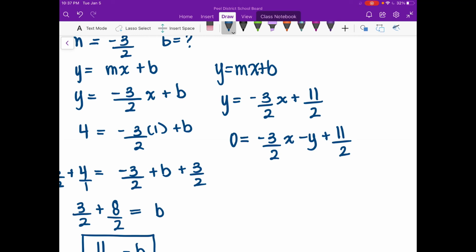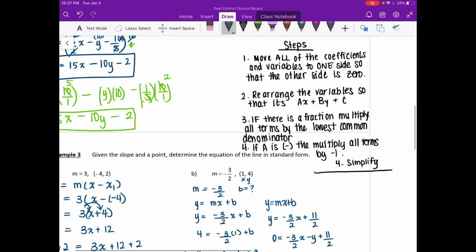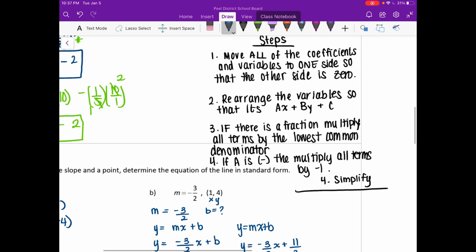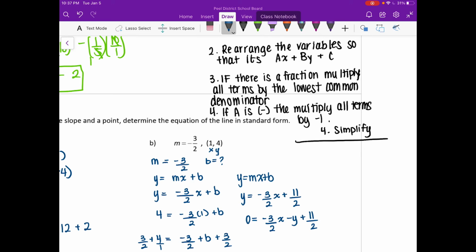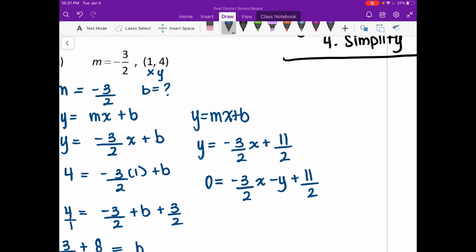Now, we have two problems here. Again, with the negative a and with the fractions. So let's deal with the first problem first. So it says, move all the coefficients and variables to one side. We did that. Rearrange it so that it's ax plus by plus c. We did that. If there's a fraction, multiply all the terms by the lowest common denominator. So what's the lowest common denominator here? 2. So we're multiplying all terms by 2.